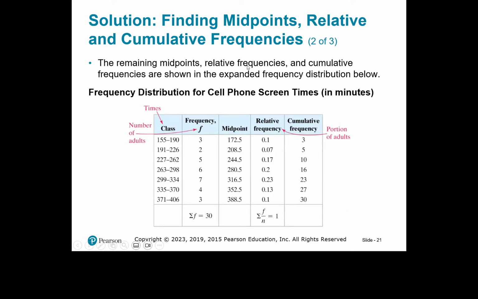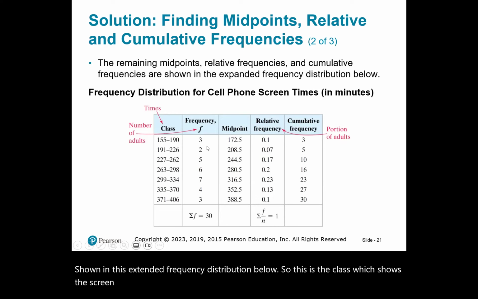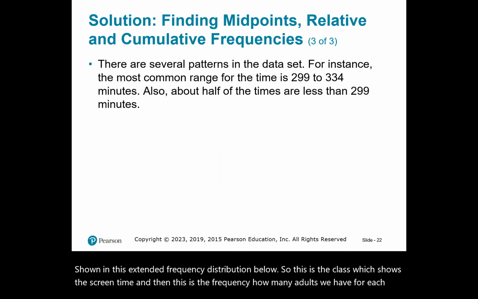The remaining midpoints, relative frequencies, and cumulative frequencies are shown in this expanded frequency distribution below. So this is the class, which shows the screen times. And then this is the frequency, how many adults we have for each minute interval, then the midpoint, the relative frequency, which is the portion of adults, and then the cumulative frequency.